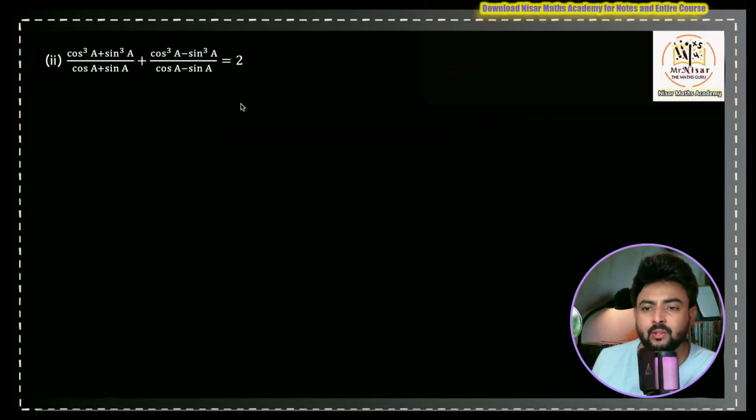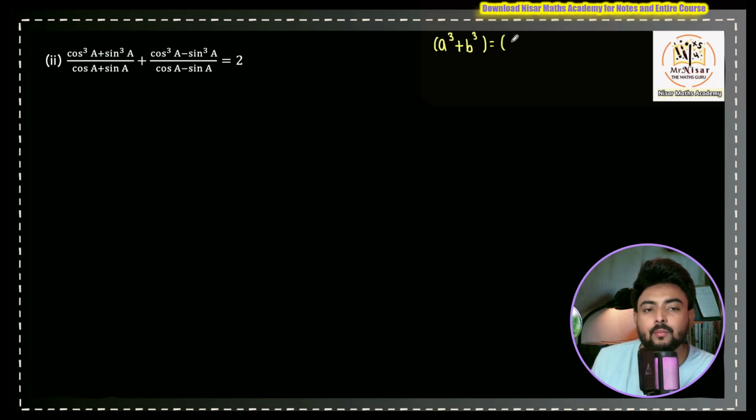The next question we have, third one: cos cube A plus sine cube A upon cos A plus sine A, plus cos cube A minus sine cube A upon cos A minus sine A. We have to prove this as 2. So children, this is a very important question and this type of question was asked in the exam as well. If you don't know the formula for A cube plus B cube, then you will not be able to solve this question. So you should know the formula for A cube plus B cube here.